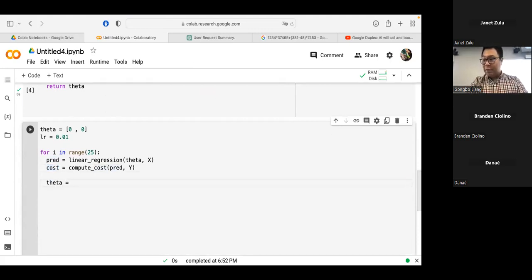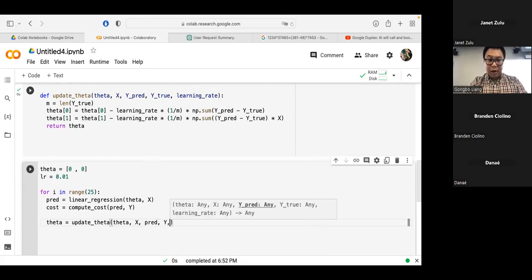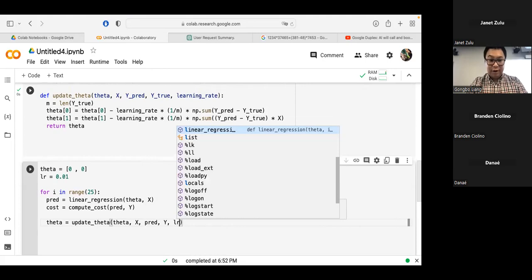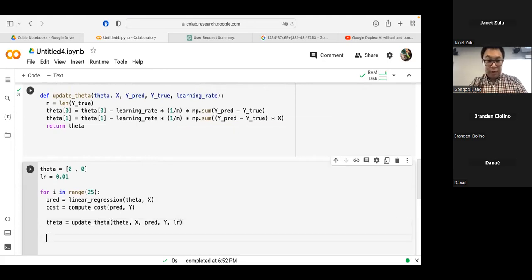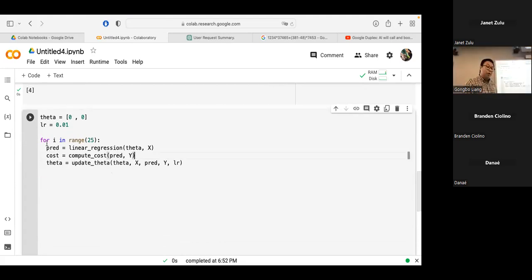After that I can update theta: theta, x, predict, y, and the learning rate, LR. All right, cool. So basically this is how the model will learn. We start with theta, try a little bit, compute the cost, and based on the cost, we update theta. But yeah, let's plot the figure.